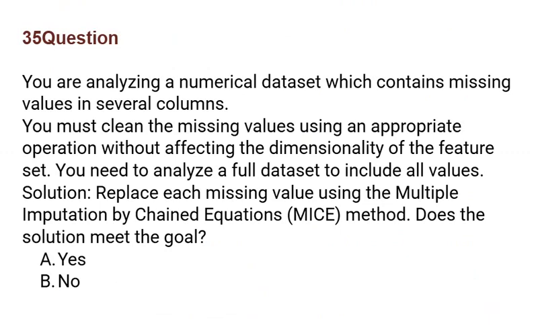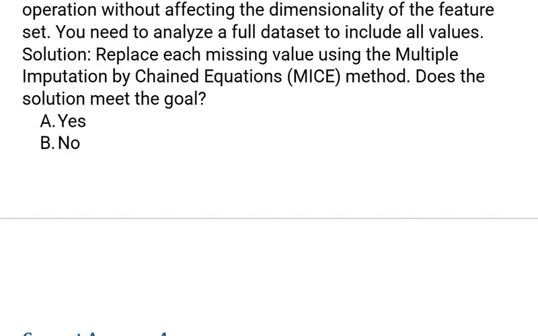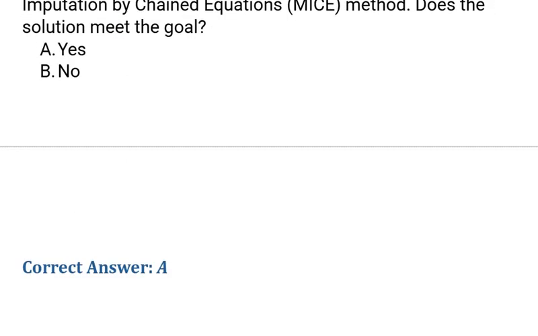Question is, you are analyzing a numerical dataset which contains missing values in several columns. You must clean the missing values using an appropriate operation without affecting the dimensionality of the feature set. You need to analyze a full dataset to include all values. Solution: replace each missing value using the multiple imputation by chained equations MICE method. Does the solution meet the goal? Options are yes or no. Correct answer is option A, yes.